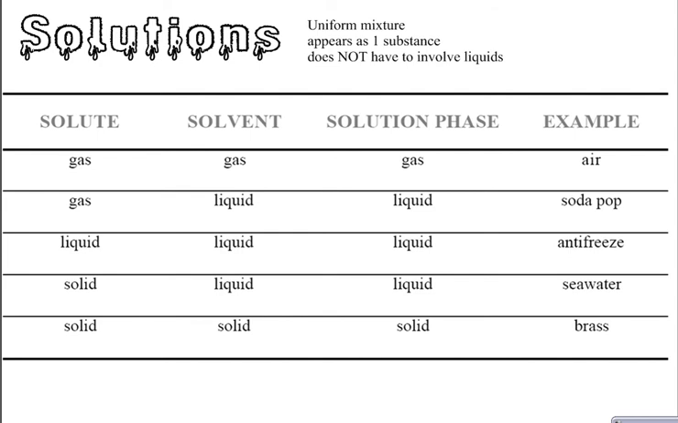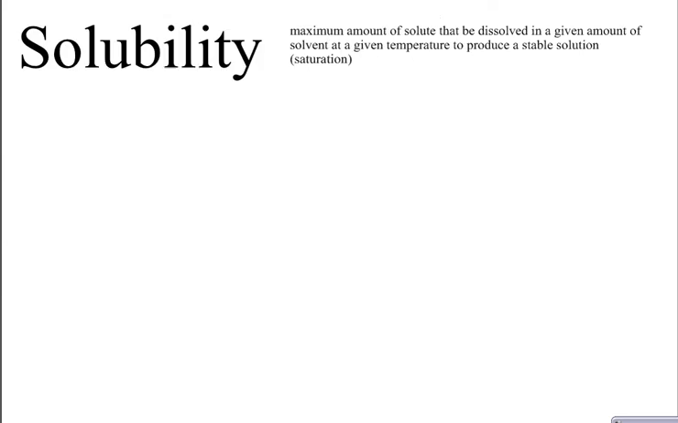If you dissolve two liquids into one another, you can get a liquid phase solution. Example, this would be antifreeze or any mixed drink. If you dissolve a solid into a liquid, like salt into water, sugar into water, you can get a liquid phase solution as well. An example of that would be seawater or Kool-Aid or tea. And if you dissolve two solids into one another, you'll end up with a solid phase solution. An example of these are alloys, such as brass or steel.